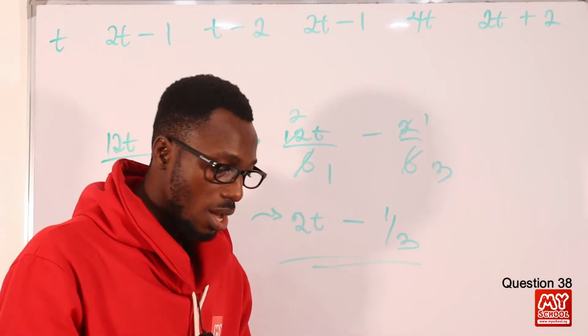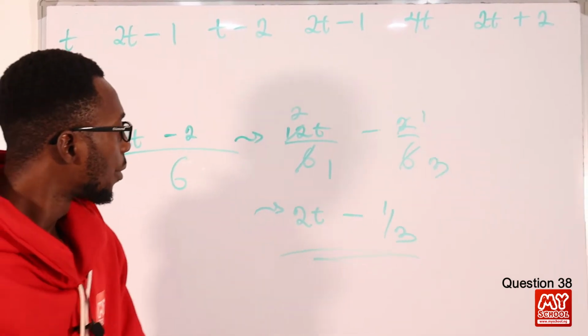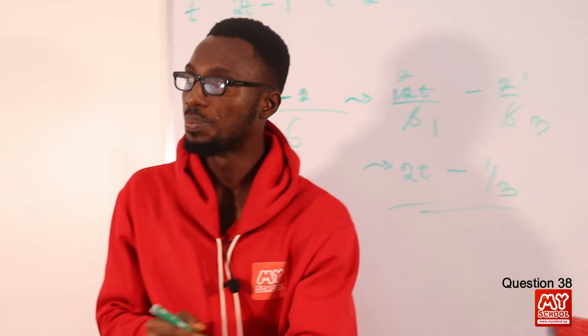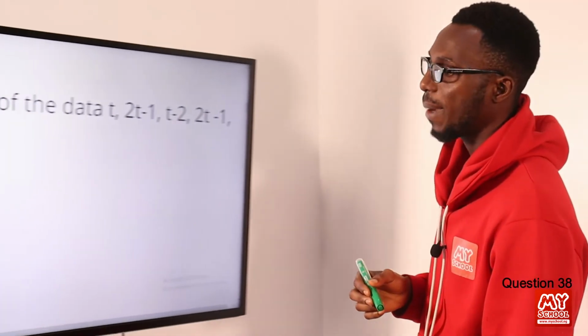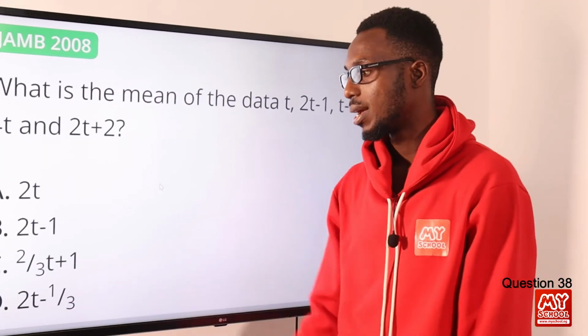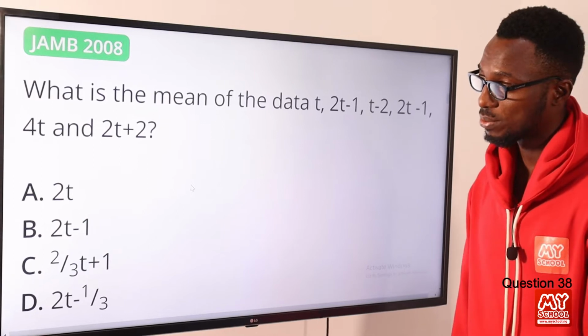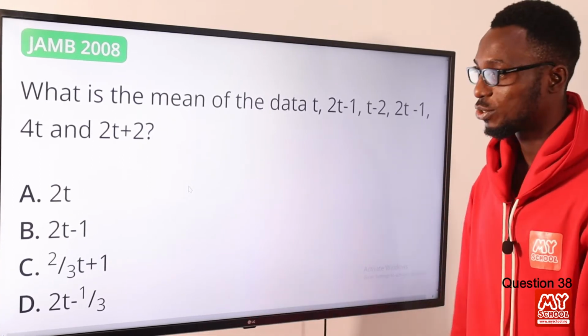So let's see which of them, okay? So 2t minus 1 over 3, let's go together. So we have 2t minus 1 over 3. I think this is the combination. So option D should be your choice.